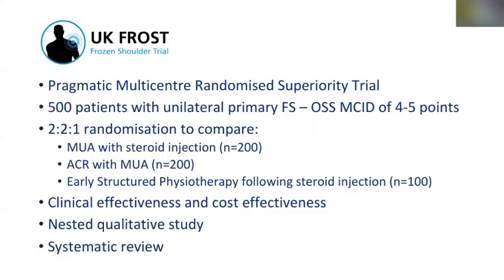Based on that, we designed a three-arm superiority trial where we needed 500 patients, and we compared MUA, ACR, and ESP, or early structured physiotherapy. We conducted clinical and cost effectiveness analyses, a nested qualitative review, and a systematic review.